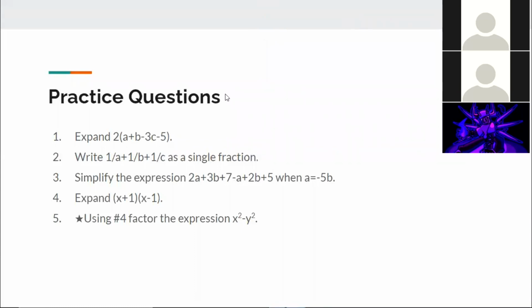Okay, let's discuss them. So for the first one, this is distributive property. So you can distribute the 2 to all the 4 terms. So it's going to become 2 times a, so 2a, plus 2 times b, which is 2b, and then minus 2 times 3c, so that's just minus 6c, and then minus 5 times 2, so minus 10. So that's our answer for the first one.